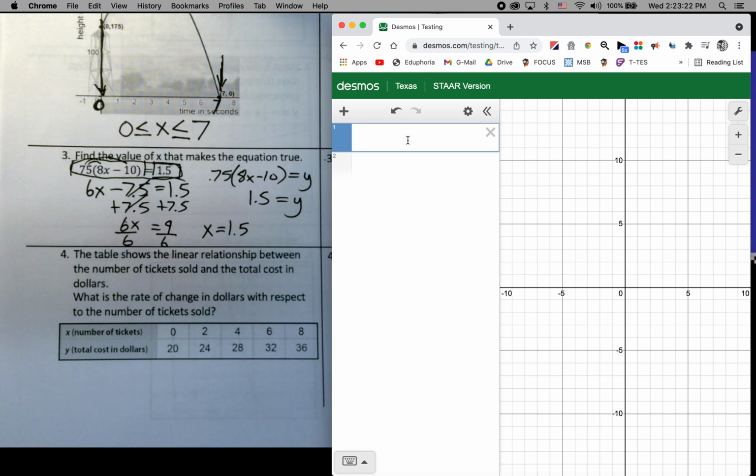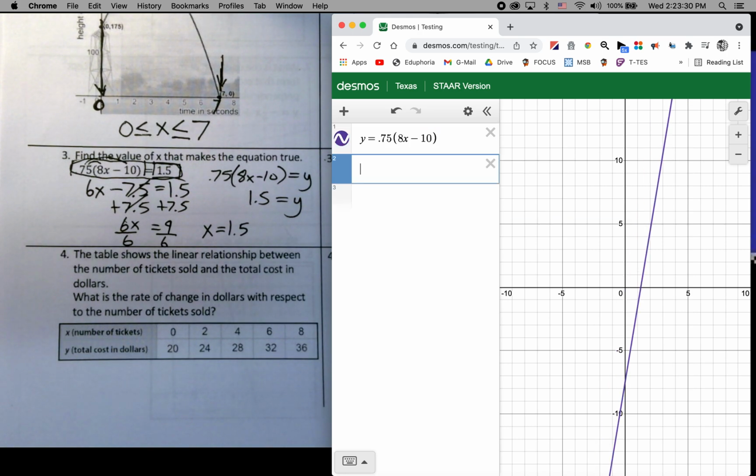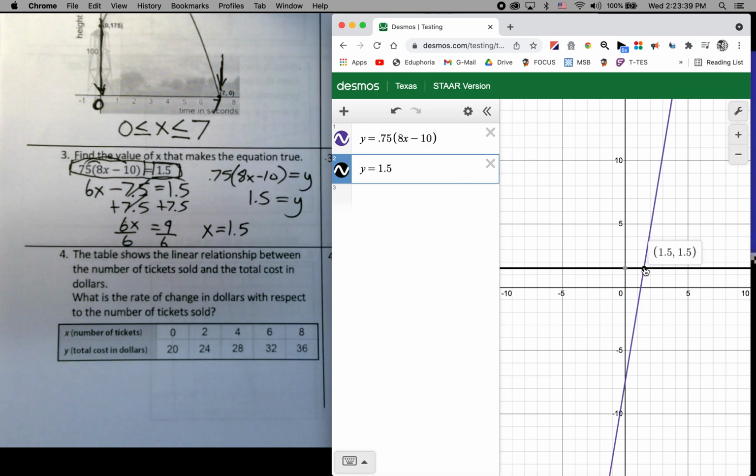So I'll say y equals 0.75, parenthesis, 8x minus 10, close parenthesis. And then y equals the right side, which is simply 1.5. And they cross. I'm going to click where they're crossing. It happens to both be 1.5 on this, but literally I care about the x value. Usually they won't be the same value, but it happens to be 1.5. That's where they cross.